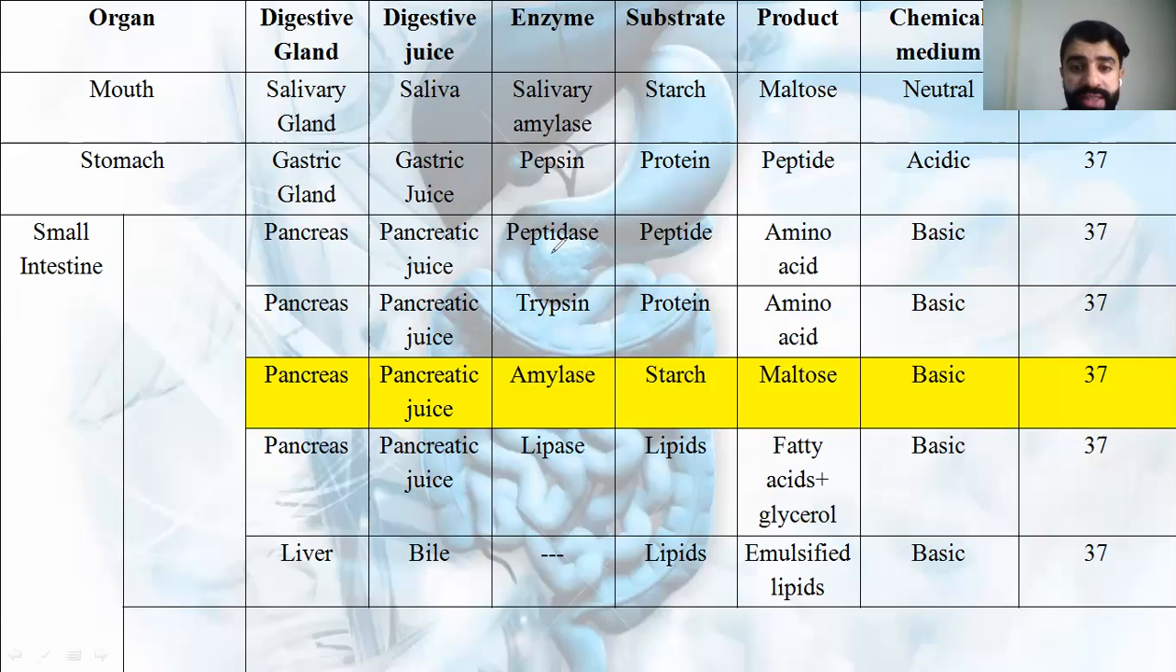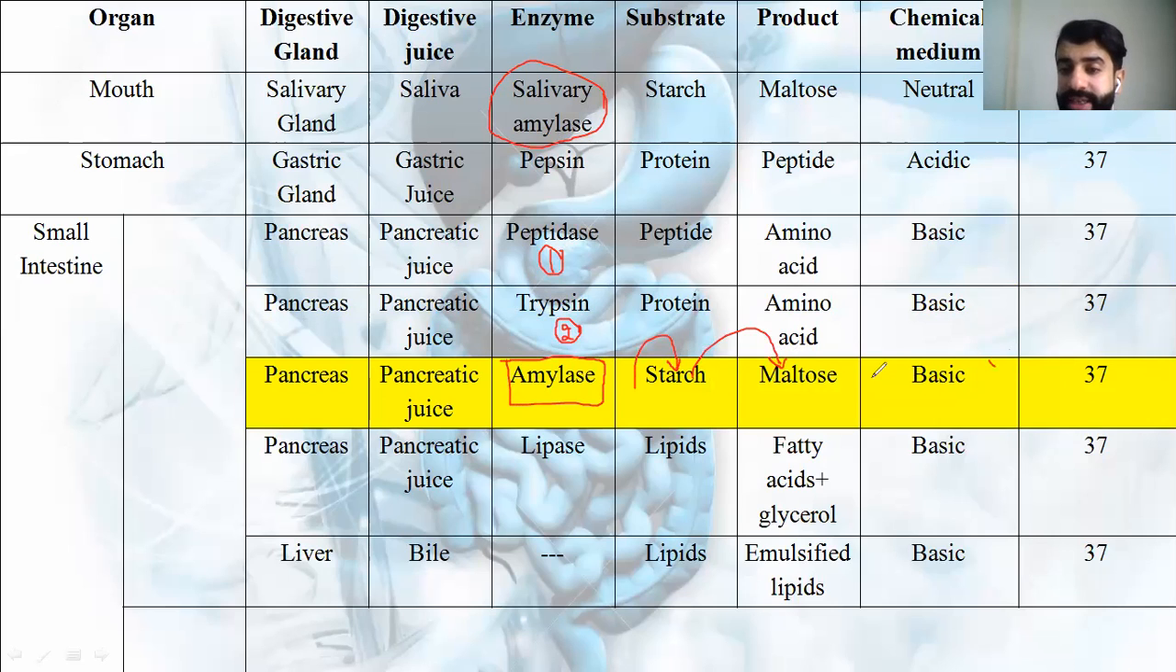The first one was the peptidase. The second one was the trypsin. Now it's the amylase. Wait a minute. Amylase, similar to which one? It's similar to this one, the salivary amylase, but it's not salivary. It's an amylase only. It also works on starch, and it also gives maltose.